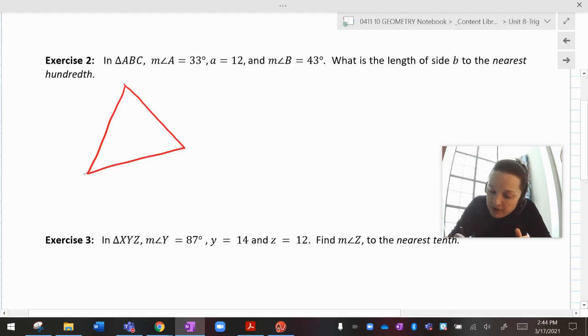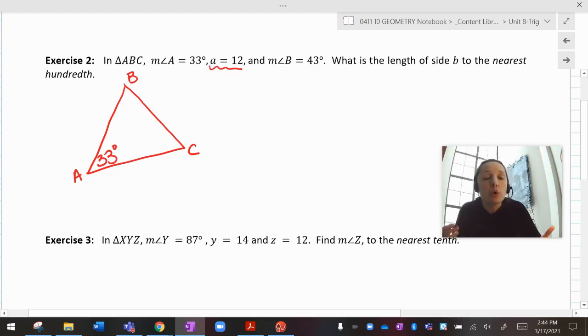So in triangle ABC, I don't see an ABC, so I'm going to make one. Angle A is 33. Then it says lowercase a is 12. That has to go across from uppercase A. So when you see a side labeled as a lowercase letter, if capital A is here, lowercase a is across from it. Angle B is 43. What is the length of side b? Okay, so I want this.